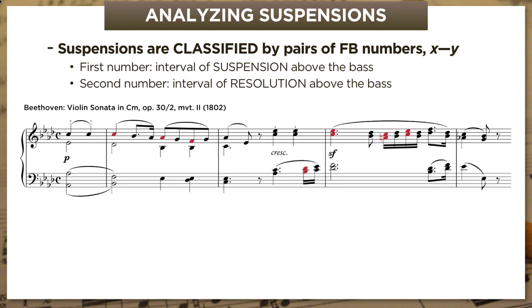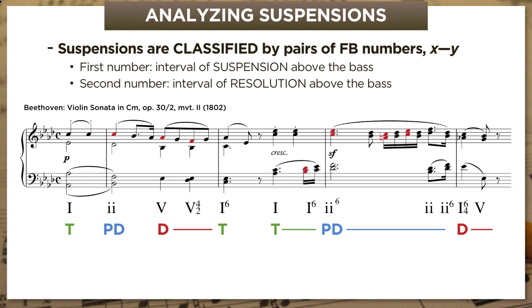Let's see this in action with the slow movement of Beethoven's C minor violin sonata. We actually analyzed this one a few videos back, and when we did, I flagged two particularly beautiful suspensions, here and here, both over predominant chords. So let's listen for those right now.